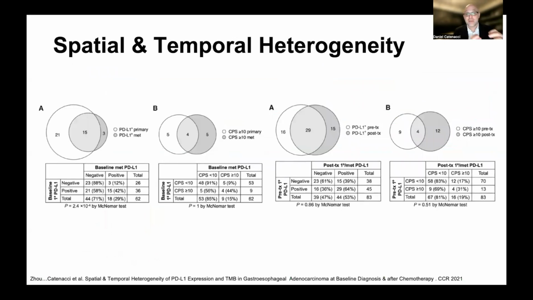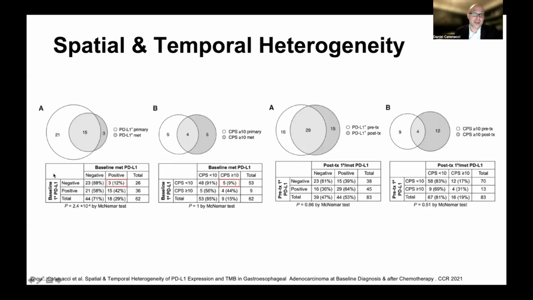There is the reliability of the scoring and subjectivity of the scoring by the pathologist, but then there's also real differences from one biopsy to the other. And this was a study that we showed that was looking, on the left two panels, from the primary tumor to the metastatic tumor at baseline, two simultaneously obtained biopsies prior to any therapy, and looking at their concordance rates. And you can see a few things of importance here.